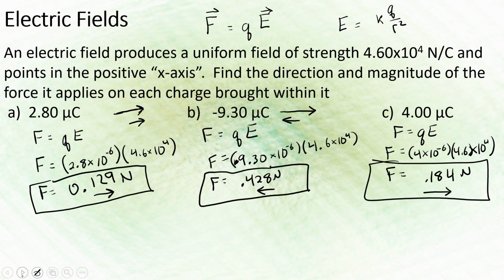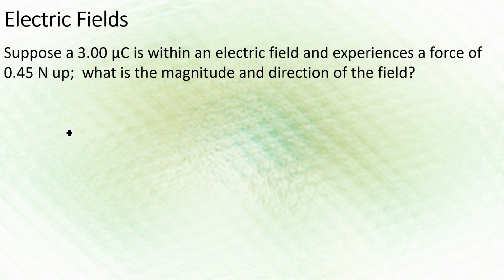Okay, let's go on and see what else we might be able to do here. So suppose 3 microcoulomb. Now, let me get my formulas up here just so we have them handy so we can see what the heck's going on. These are vectors and our field equation. Now, this constant K is the same as for charges, that 8.99 times 10 to the ninth.